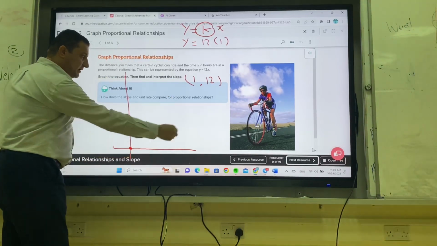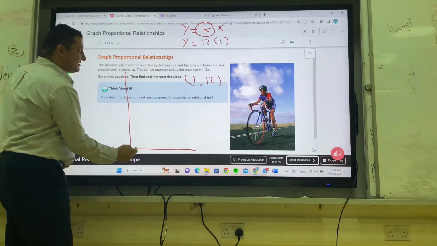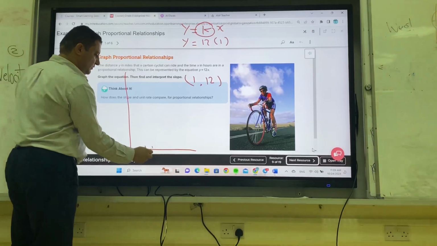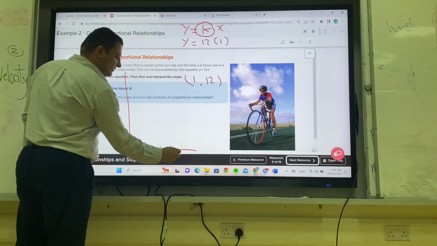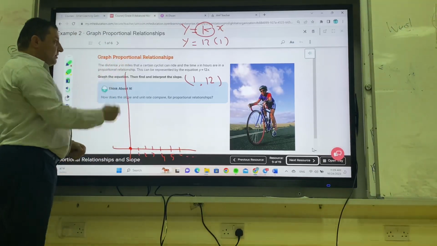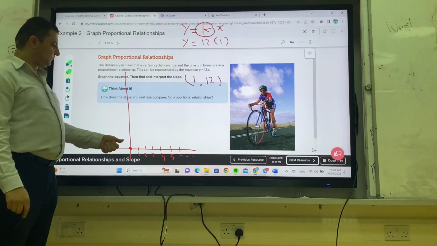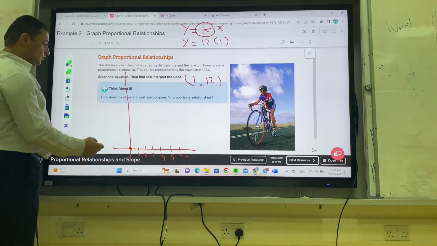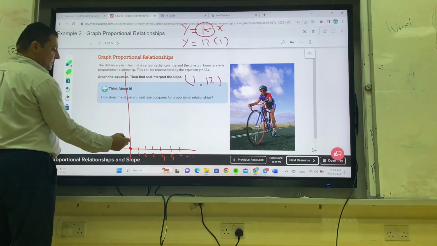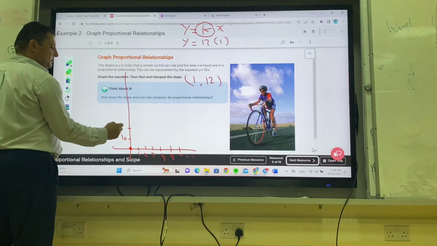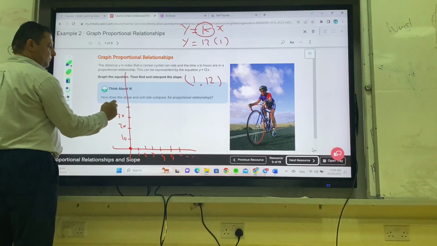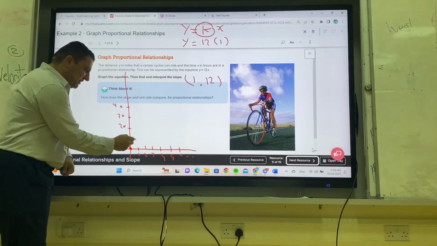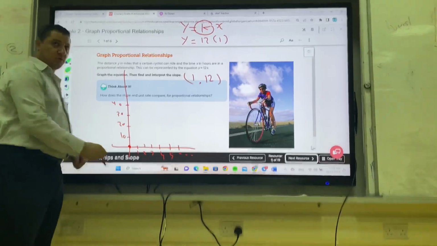Now, how can I plot this point on the grid? I can make the x-axis the number of hours: 1, 2, 3, 4, 5, and so on. And on the y-axis, I'm not going to make it 1, 2, 3 because I need to reach 12. I could go 3, 6, 9, 12, but 10, 20, 30 is much better. Now 12 is located here, at 1 and a little bit above the 10. So this is the first point.